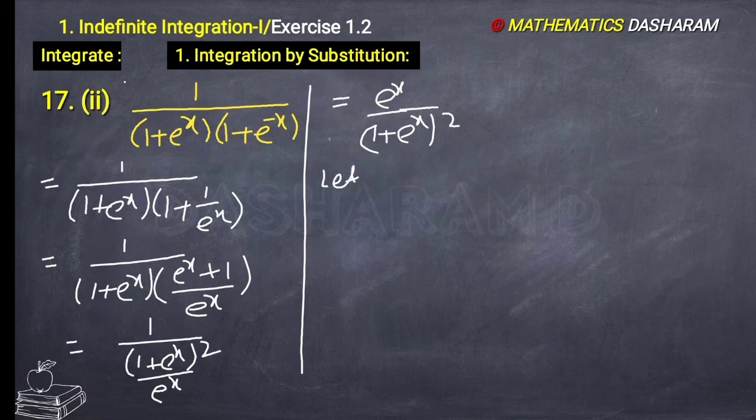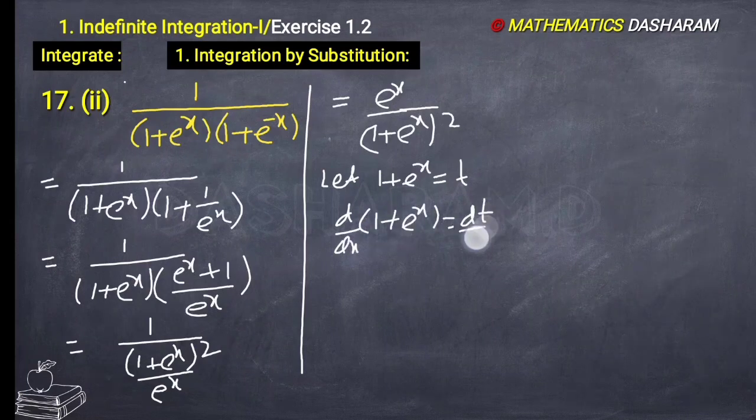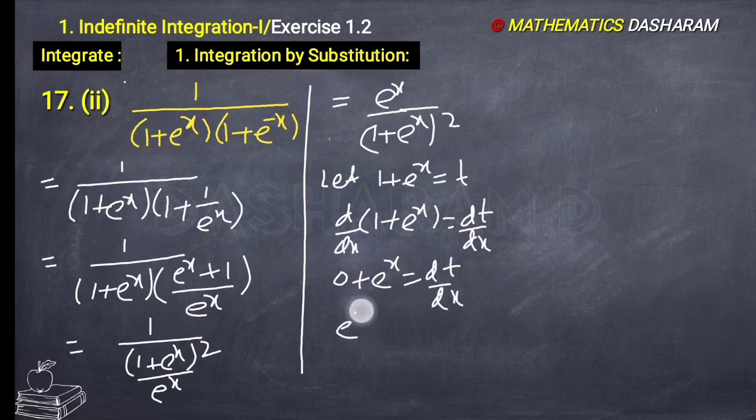Now take the denominator 1 plus e power x as t, then do the derivative on both sides with respect to x, so it is equal to dt by dx. So now 0 plus e power x equals dt by dx. So then e power x dx equals dt.